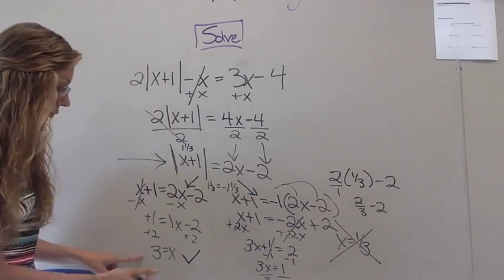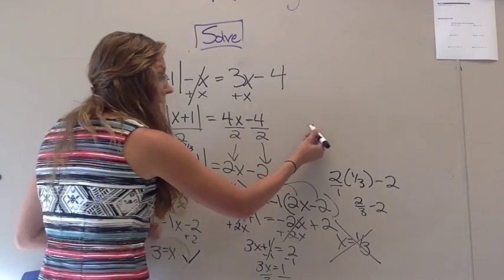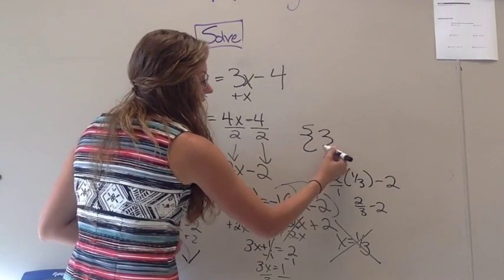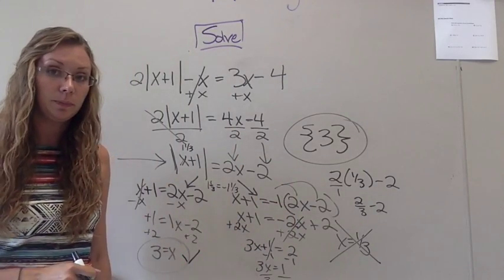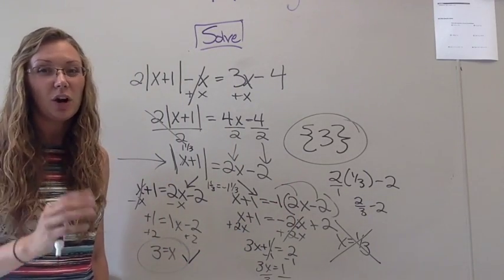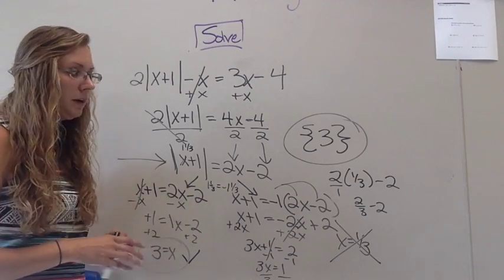So the only solution we have here is this. So in my set notation, I would put just the number 3. And that's my solution. Let's do one more of these really hard ones, just to make sure that we have a little bit of experience under our belt.